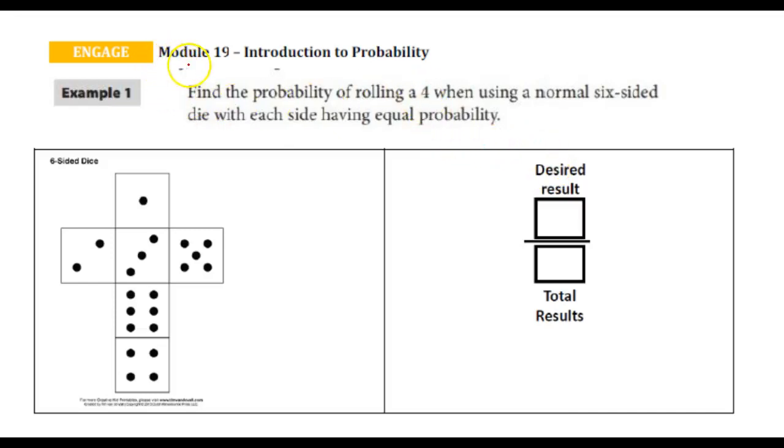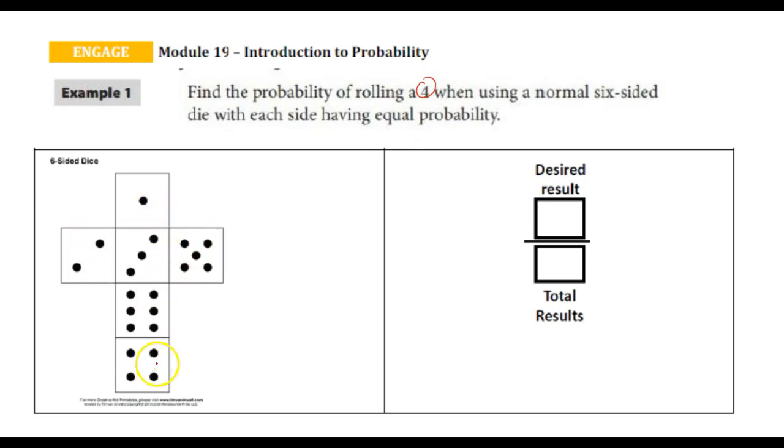Alright, so the first engage activity is going to get us just an introduction to probability. Example 1 says find the probability of rolling a 4 when using a normal 6-sided die with each side having an equal probability. Just in case you've never seen a 6-sided die, it has 1, 2, 3, 4, 5, and 6. If I roll it, I have an equal chance of having any one of these turn up. Out of all these spaces, they're asking us how many times does the number 4 pop up?